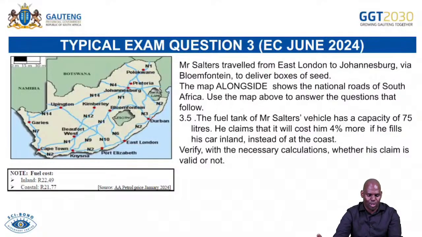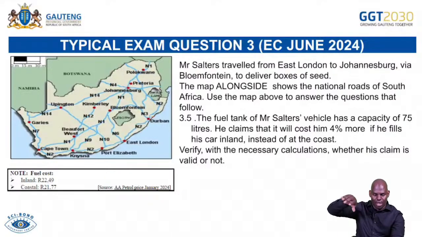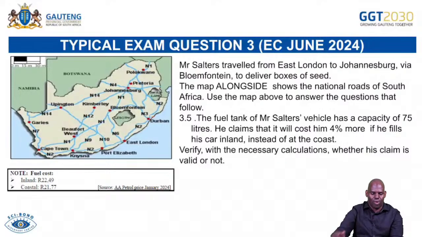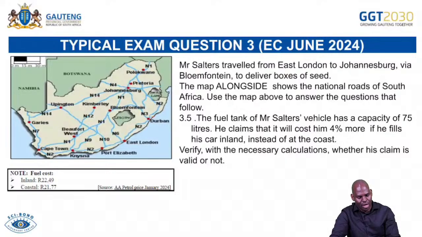Let me explain. What do they mean by inland and coastal? Coastal are those provinces that have got the coast next to them. All those provinces that are next to the ocean, those are the coastal. Like in South Africa, we say the coastal provinces are Northern Cape, Western Cape, Eastern Cape, and also KZN. Those are the coastal provinces.